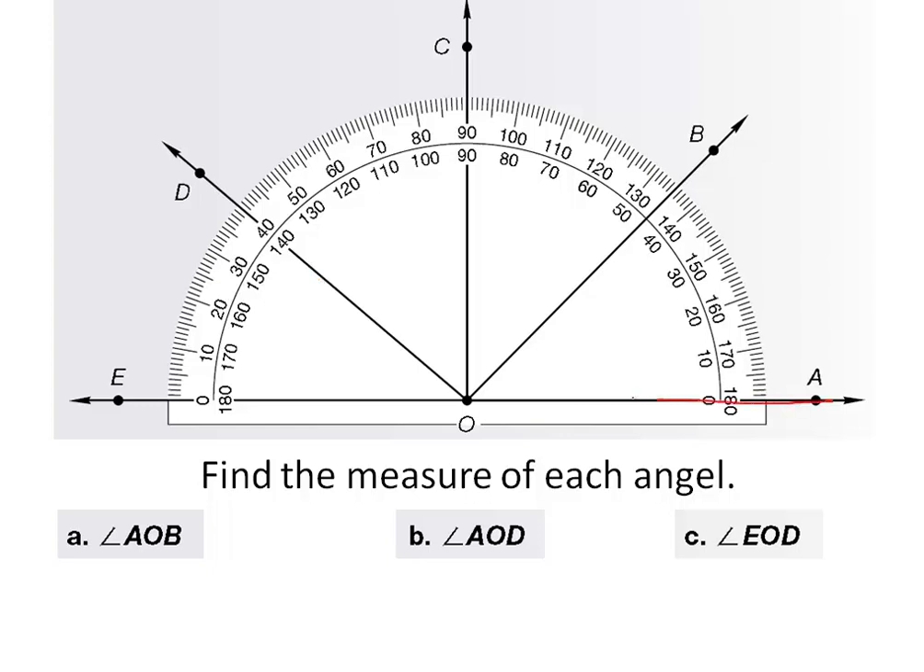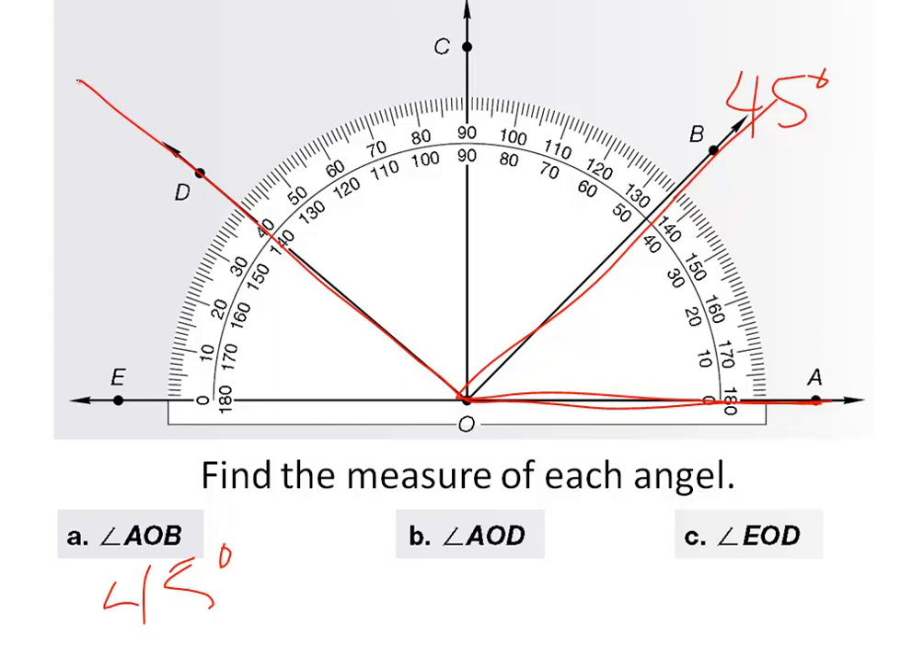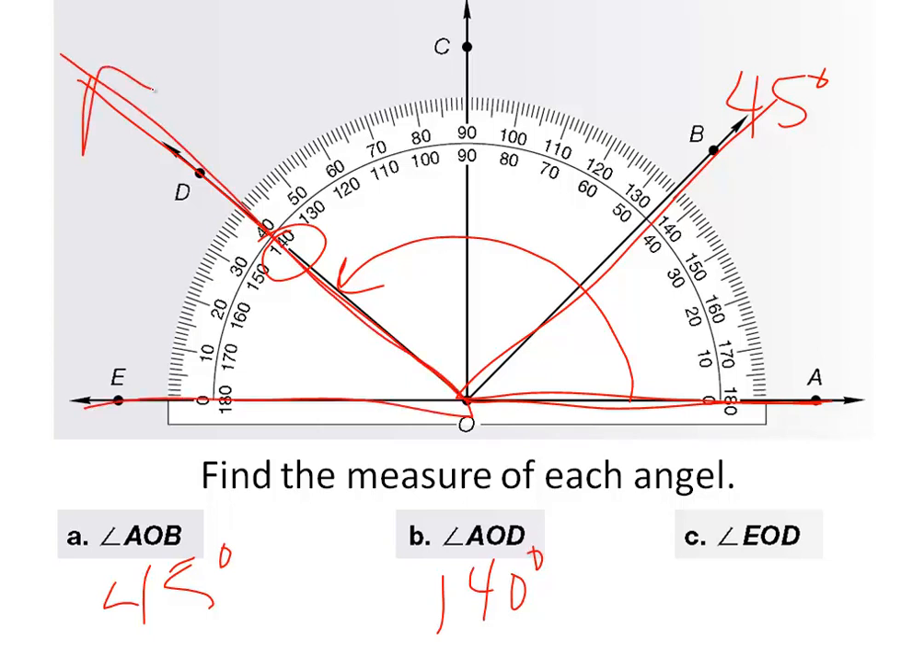AOB is going to be right in the middle of 50 and 40. So that's going to be 45 degrees. So for A, you should have come up with 45 degrees. For B, which is AOD, that is an obtuse angle, and it comes all the way over to here. So it is 140 degrees. And then EOD, that is an acute angle from this left side. So it is the top number, a 40-degree angle.